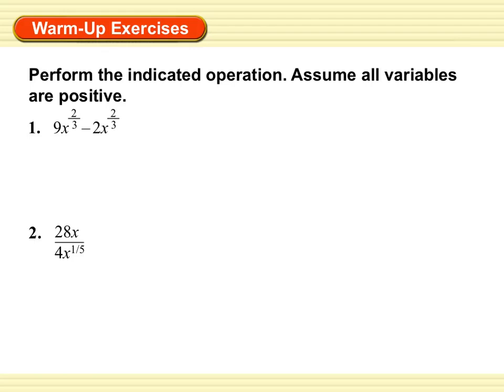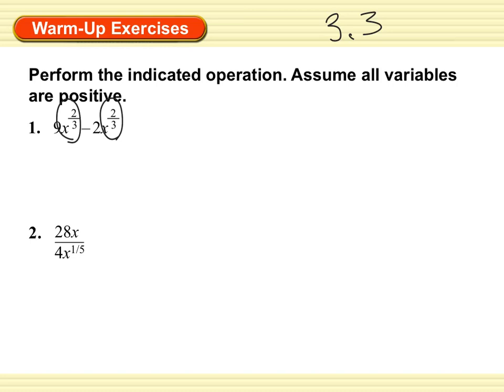All right, we are in chapter 3, section 3. Let's begin with some warm-ups. It says, perform the indicated operation. Assume all variables are positive. Here's sort of a review of what we did last section.